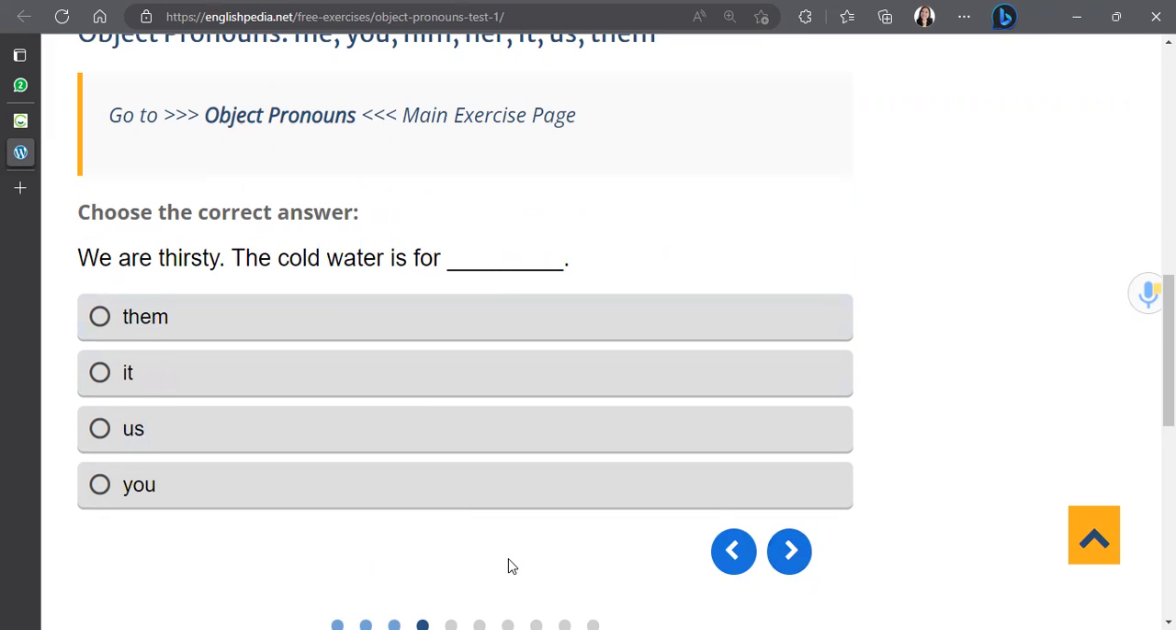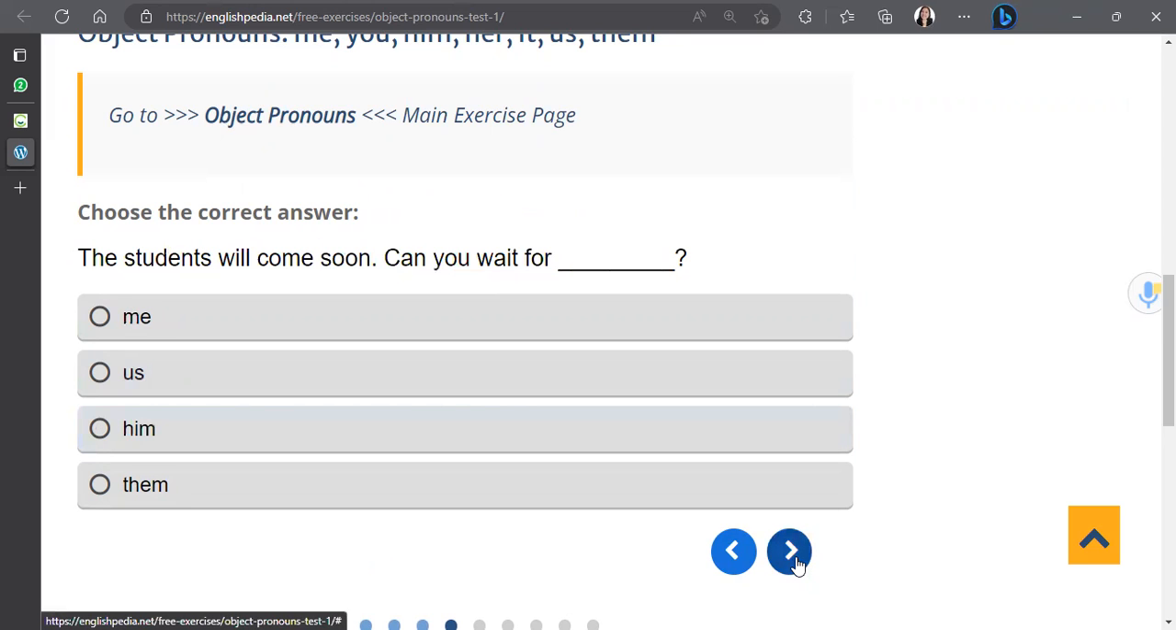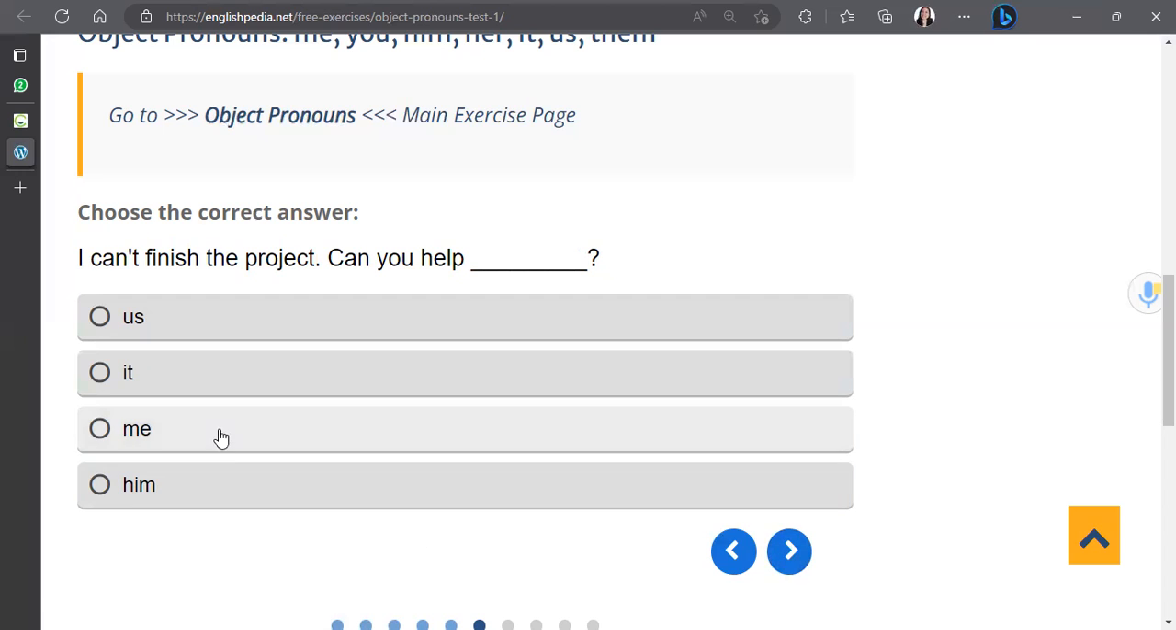We are thirsty. The cold water is for us. Very good. The students will come soon. Can you wait for them? I can't finish the project. Can you help me? Nice. Where is your granddad? I want to talk to him. Granddad.